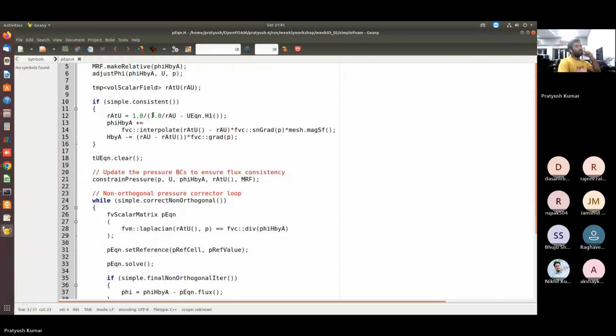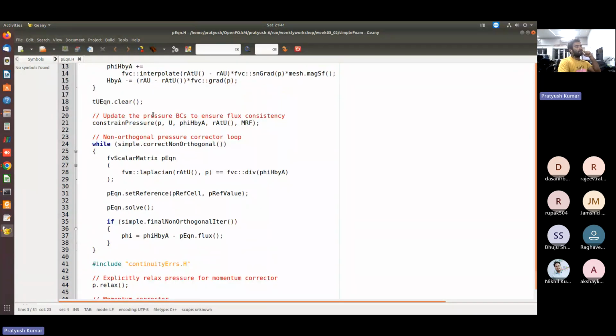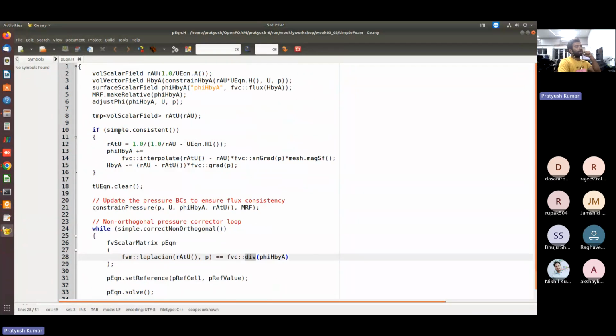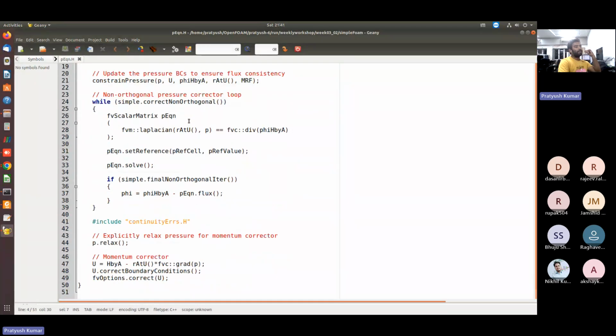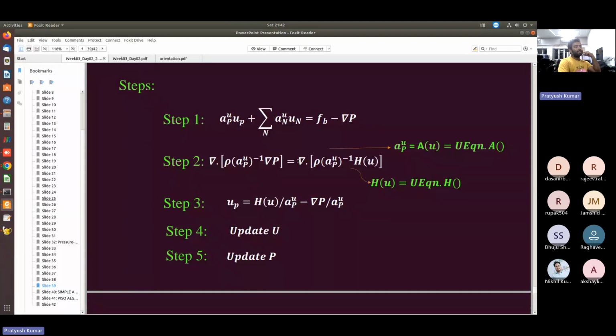Now, since we are calculating the divergence here, we need to have a surface scalar field. Okay, so that is why this fvc::flux of HbyA is calculated here, and this is going to act as input into the pressure p equation that you are forming as a matrix here. Okay, so this is the same equation.